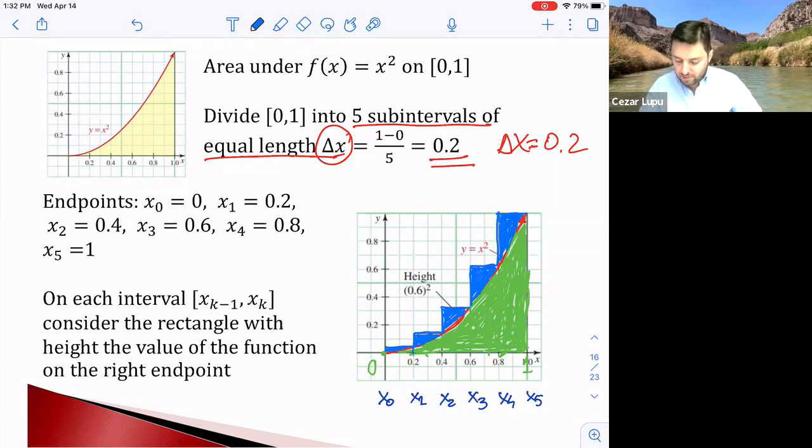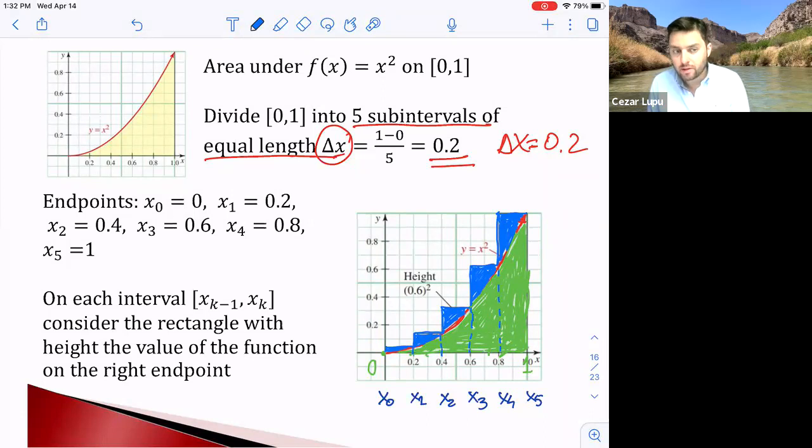But anyway, we can approximate this by rectangles. And let me do it like this so that you can see the actual rectangles. And like I said, the height of each rectangle is the value of the function at the right endpoint. And let's see, how many rectangles are there? Can you tell me? 1, 2, 3, 4, 5. 5 of them, right? And we'd like to compute the area of each one of them.